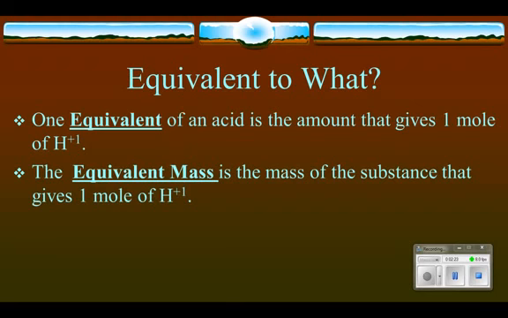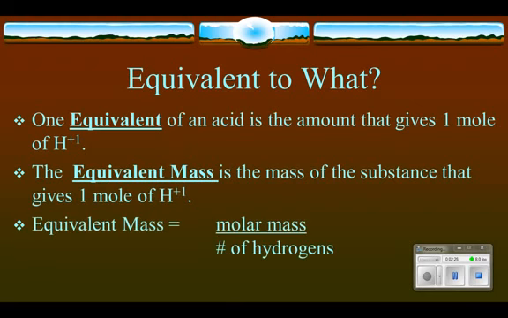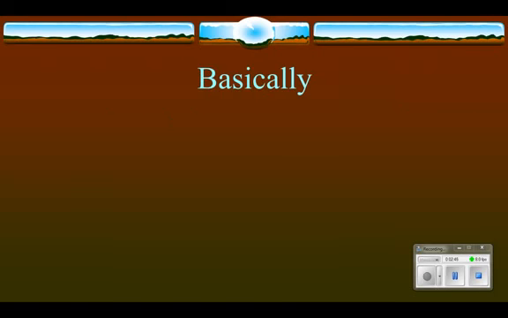So those are just the definitions. We will do example problems on a separate video. So to calculate equivalent mass, we would just simply take the molar mass of the substance that we're talking about and divide it by the number of hydrogens. It's very simple. You can add up the molar mass, then just look at how many hydrogens there are, divide by the number of hydrogens, and you have the equivalent mass.